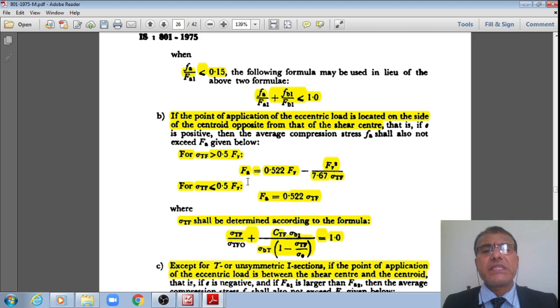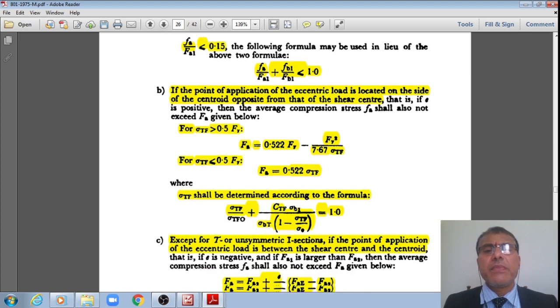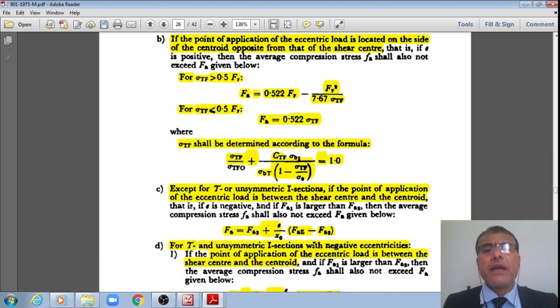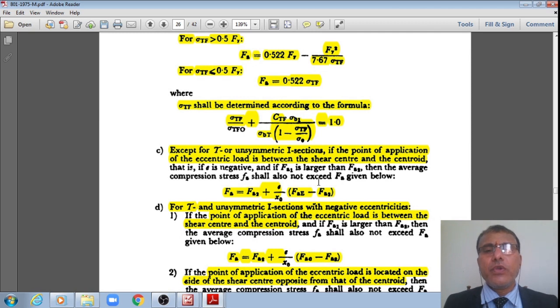If sigma tf is less than or equal to 0.5 Fy, then Fa is equal to 0.522 sigma tf, right? And sigma tf shall be determined according to this formula: sigma tf divided by sigma tfo, actual by permissible, plus sigma b1 multiplied by Ctf divided by sigma bt multiplied by 1 minus sigma tf divided by sigma e should be 1, right? This is the combined interaction formula, the unity formula.